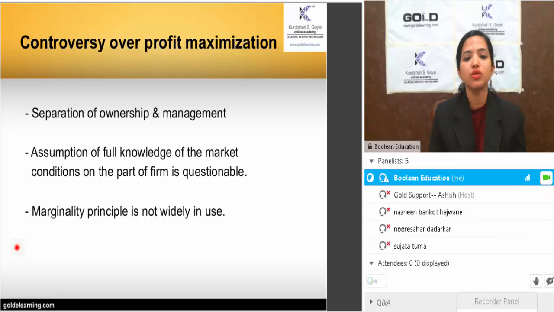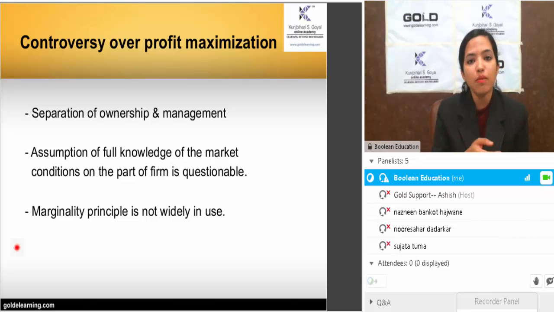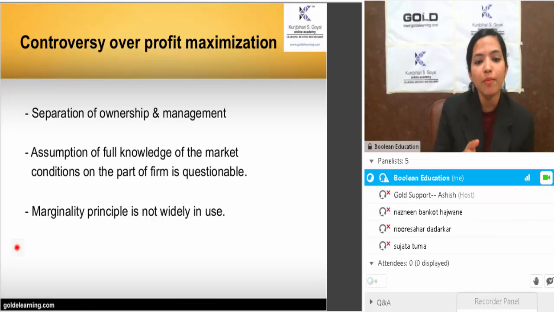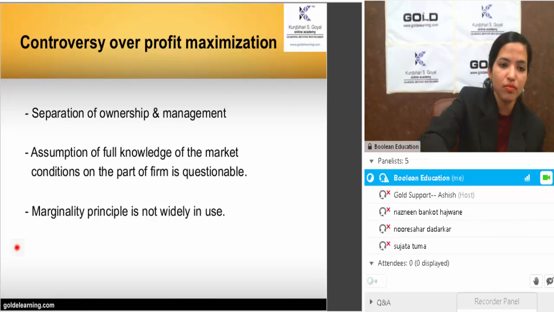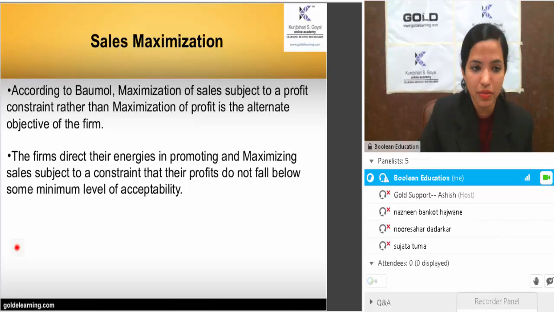Marginality principle is not widely in use. The marginality, marginal revenue, marginal cost that we studied, these principles not everyone studies. These studies are very secluded. बहुत कम लोग इसकी पढ़ाई करते हैं, बहुत कम लोग इसका use करते हैं. So now the second objective of the firm, that is sales maximization.